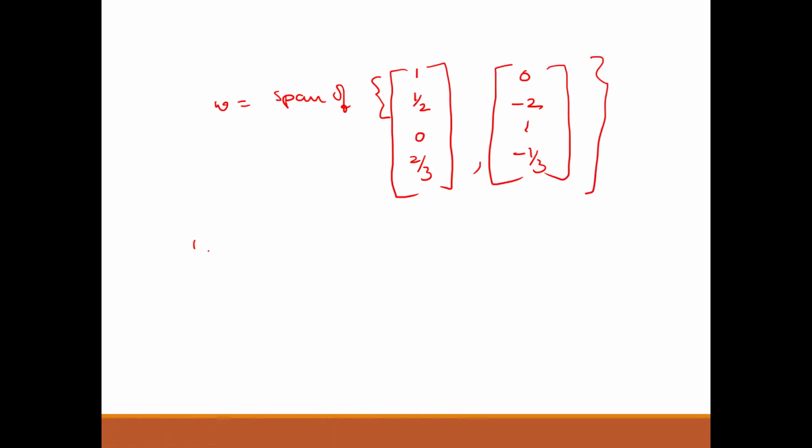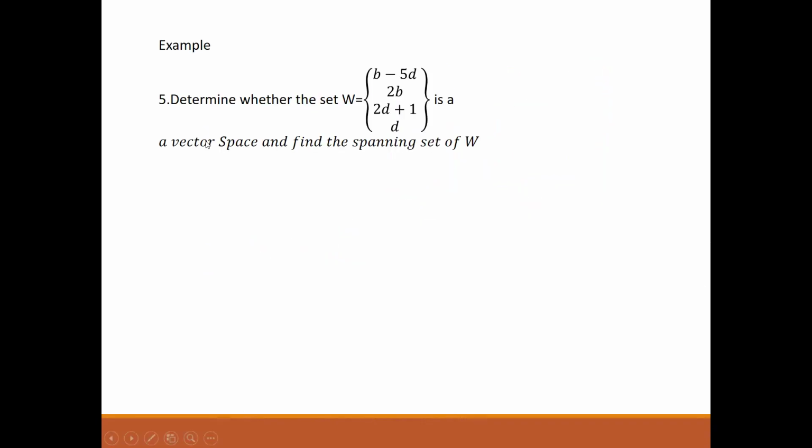So W is a linear span of, suppose you take them as U and V, L of U comma V. And you all know that a linear span is a subspace. Therefore, W is a subspace and it is also a vector space. Okay. You know that a linear span is a subspace. So W is a linear span of these two vectors. Therefore, W is a subspace and it is a vector space also.